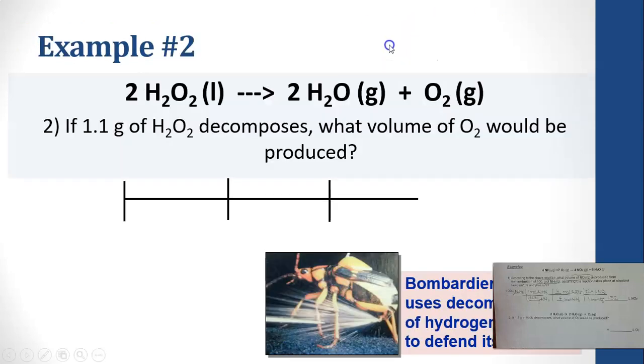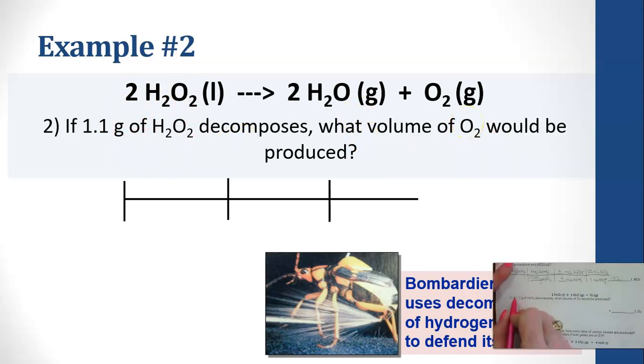Okay, problem number 2. It's kind of an interesting one. Bombardier beetles use decomposition of hydrogen peroxide to defend themselves. If 1.1 grams of H2O2 decomposes, what volume of O2 will be produced? Well, I'm going from grams of hydrogen peroxide to liters of oxygen. So I'm going to box my given and circle my unknown. Write my given, 1.1 grams of H2O2.